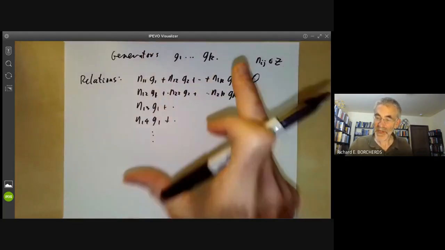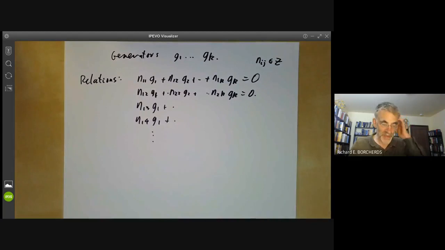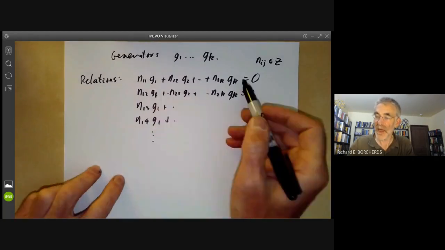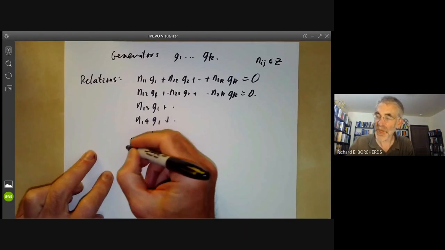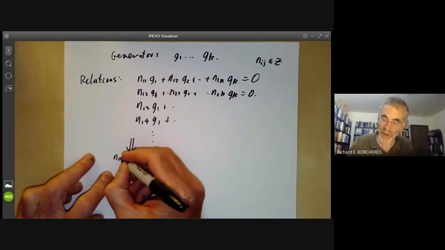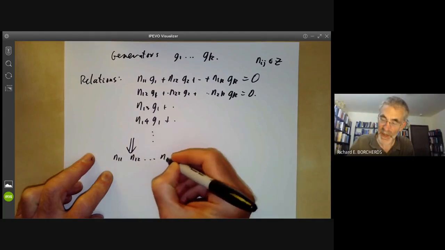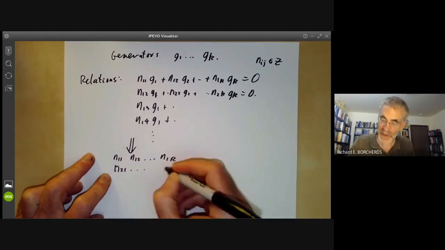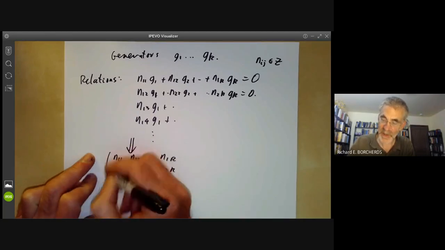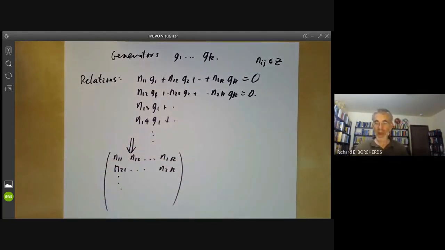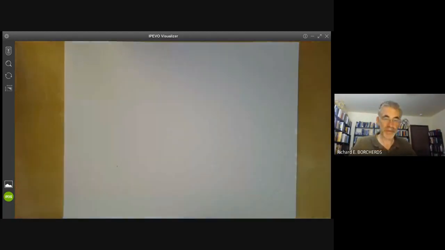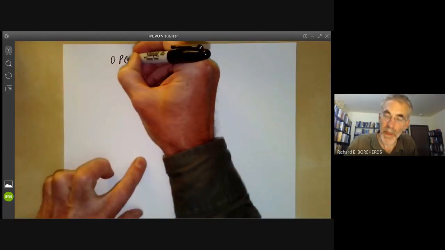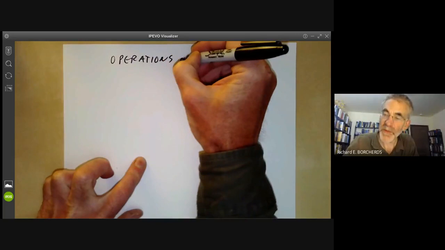So we write down enough relations to specify our group, and now we're going to manipulate these relations and get them into a nicer form. It's rather tiresome writing all these relations out. So instead of writing out all the G's and the N's, we just write down a matrix N11, N12, up to N1K, N21, and so on, up to N2K, and so on. So this is a possibly infinite matrix. And we're going to think, what can we do to the matrix without changing the group? So operations on this matrix.